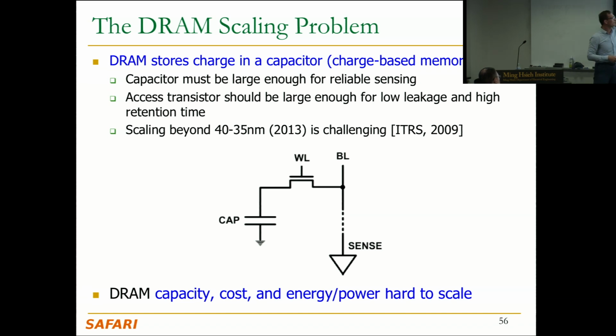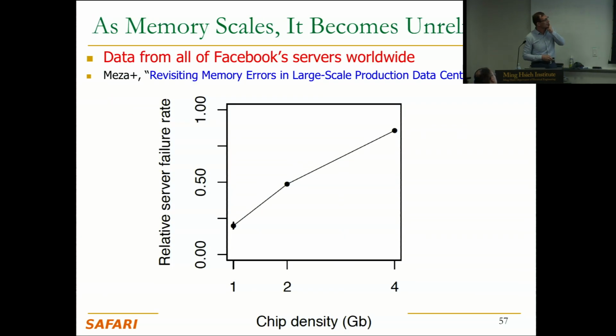But clearly, this has come. Certainly, it was challenging to reach 17 nanometers, but we reached it. But this actually has come at a cost. I'll give you some examples of the cost.